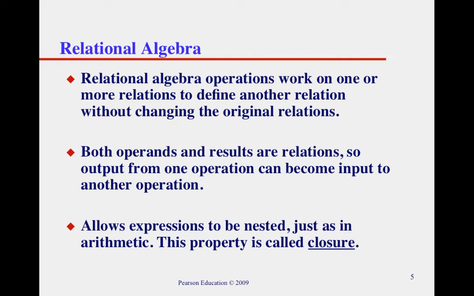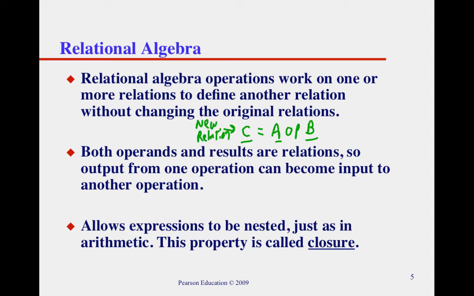So some important theoretical properties: the relational algebra says that an operation does not modify the original relations. Instead, it creates a copy, a new relation. So if you have C equals A op B, there's no modification to either A or B. C is an entirely new relation. Okay, so that's what the first bullet point says.